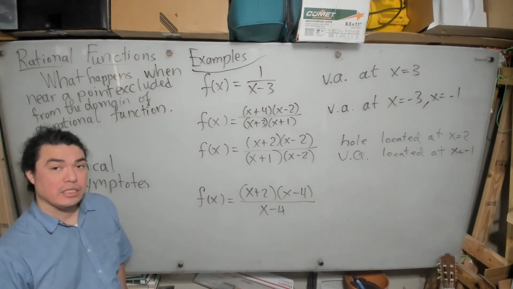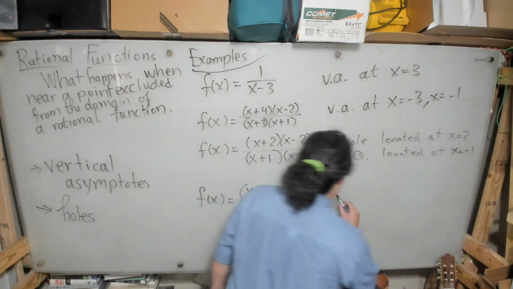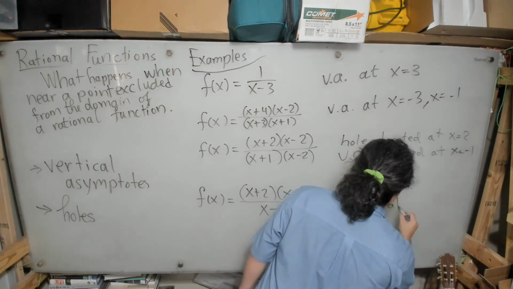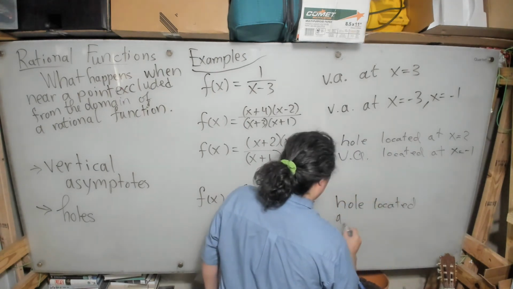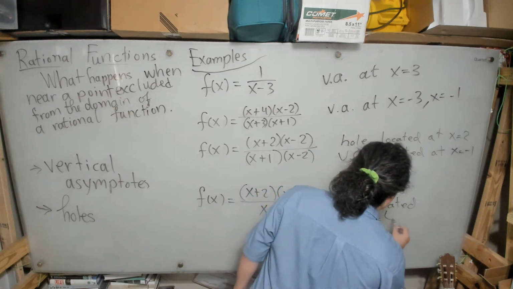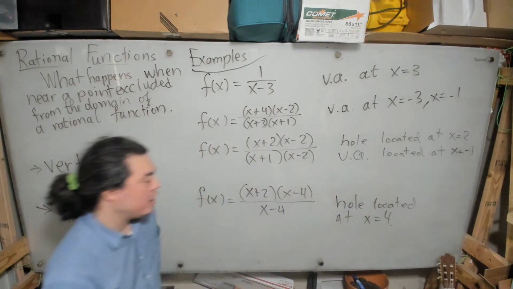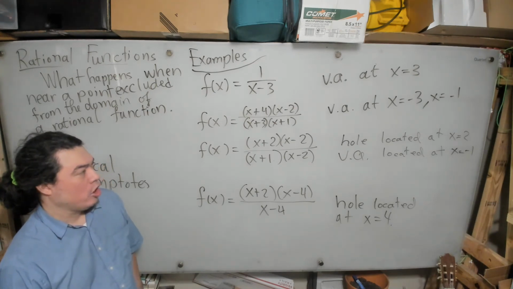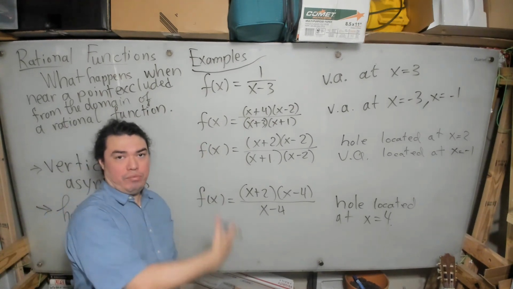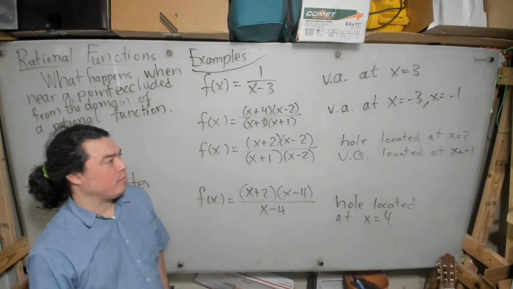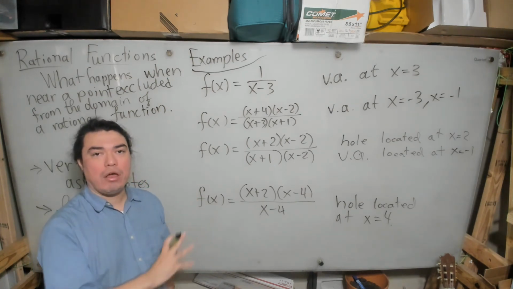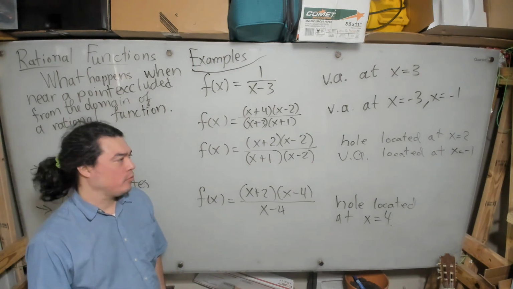So what does that tell us? That tells us that here we have a hole located at x equals 4, and no vertical asymptote, okay? So we can see the whole spectrum of situations in these four examples. Well, not the whole spectrum. There are other possible cases, but this gives you a feel for what the possibilities are, okay?